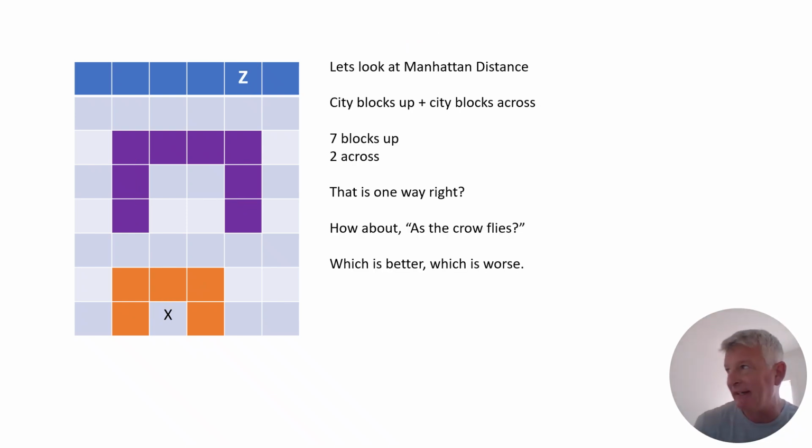Let's look at Manhattan distance. City blocks and across, up and across. Okay, so X is here. How far is Z away from X? Right? Well, 7 blocks up: 1, 2, 3, 4, 5, 6, 7, and 2 blocks over. Okay, city blocks. We're 7 blocks up and 2 blocks over. Look at this though. This is a building or construction or whatever you want. So we have to find a path from here to there, and we want it to be the shortest path.